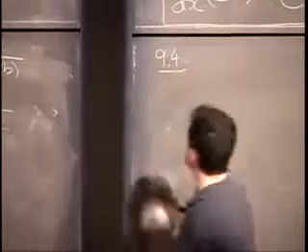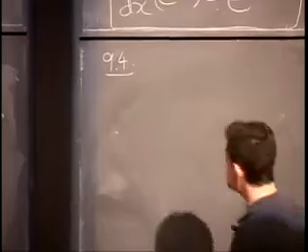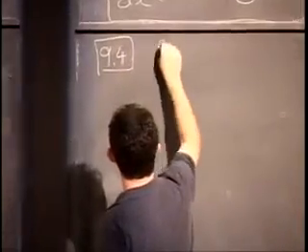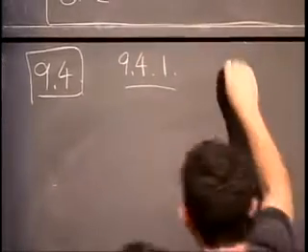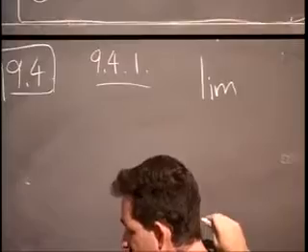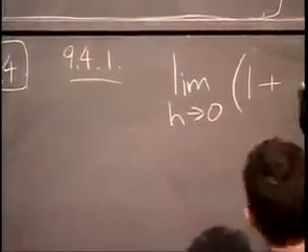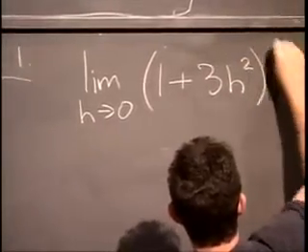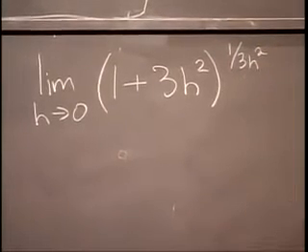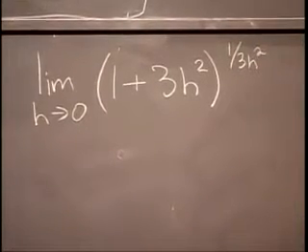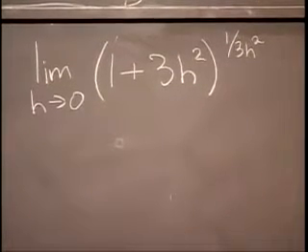In section 9.4, I go over a whole bunch of different limits, 5 different types, and I don't propose to spend much time on any of them, but I do want to spend a little time on all of them. Suppose I ask you this limit, and I'm pretty sure I have seen this sort of question on previous midterms. Suppose I ask you the limit as h goes to 0 of (1 plus 3h squared) to the power 1 over 3h squared. What should that limit be?